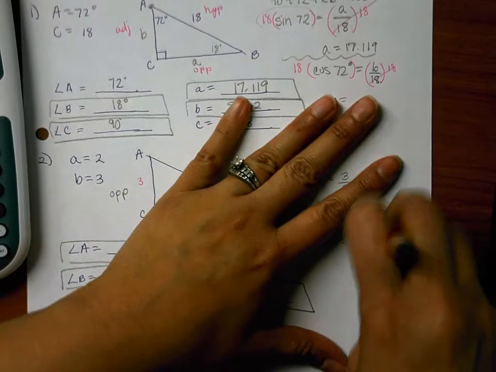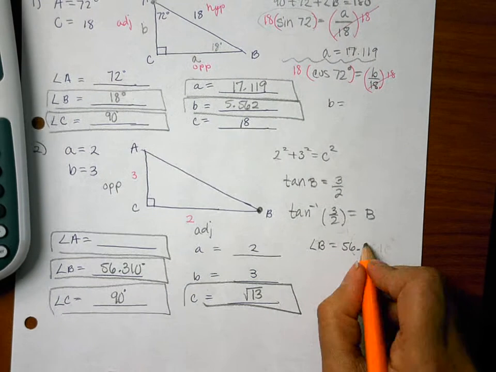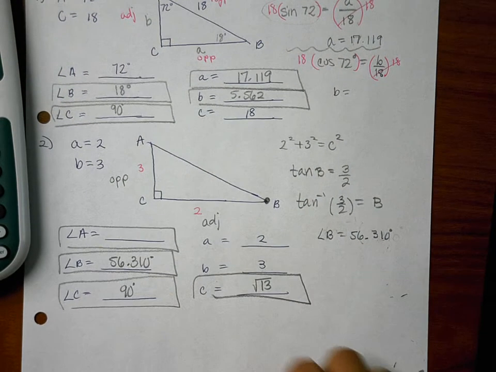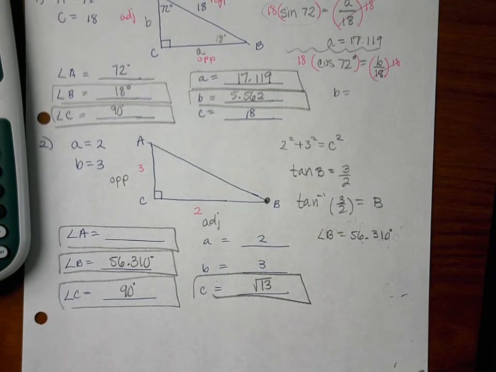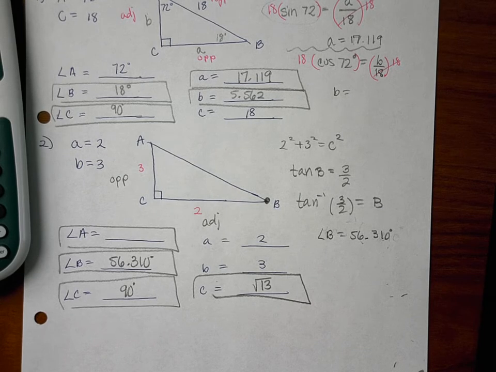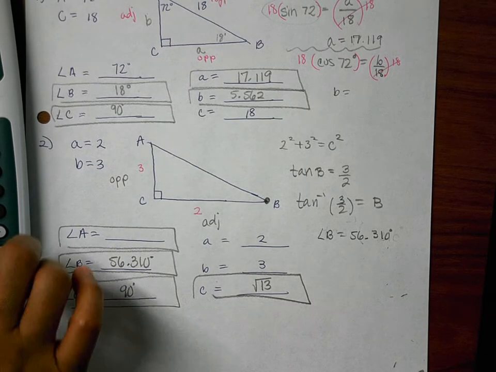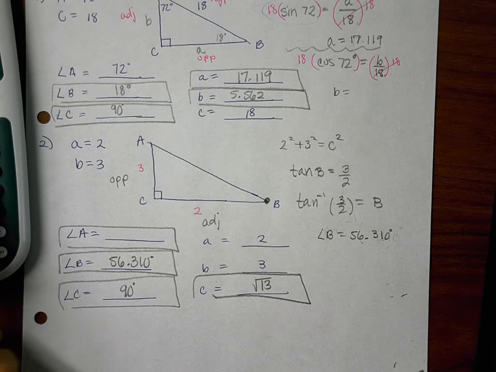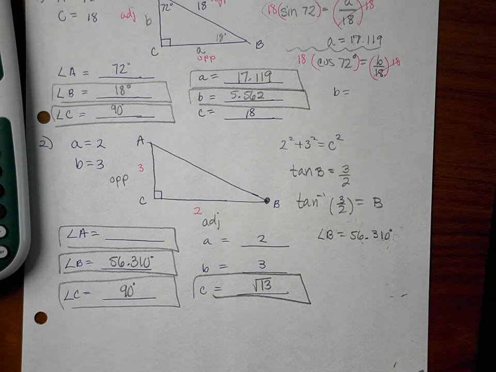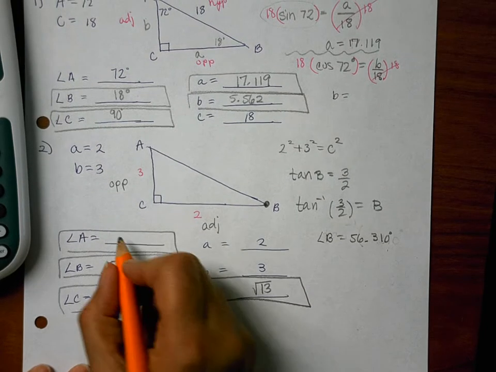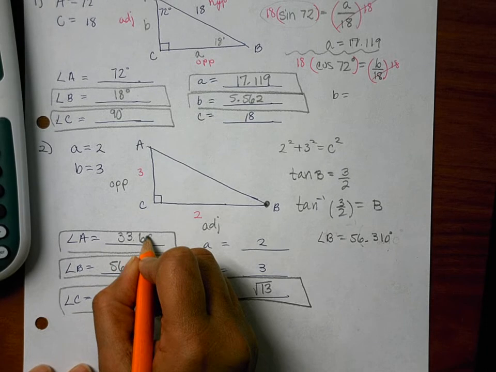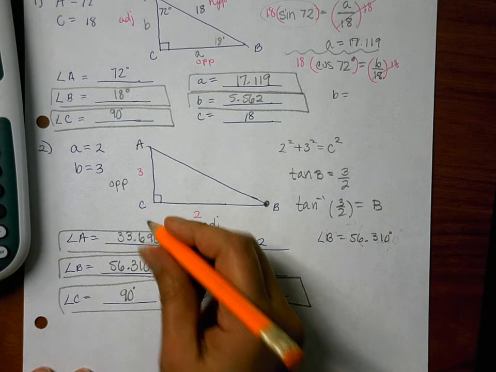All right, go ahead. Now, you could use the inverse key again to find the other angle, or what could you do at this point? Add and subtract from 180. Go ahead and do that now. All right, anybody get it? 33.690 degrees. All right, questions?